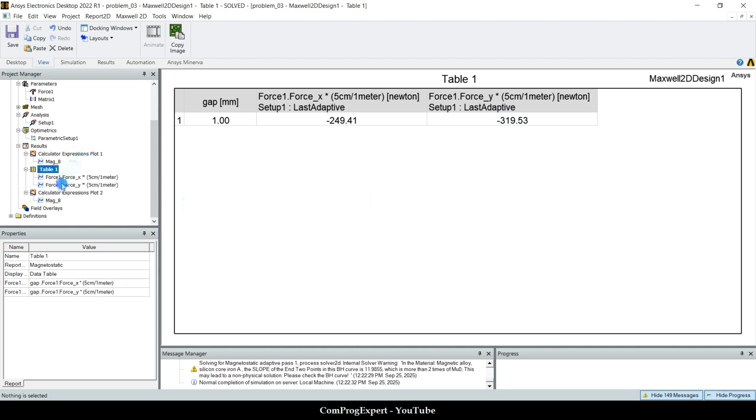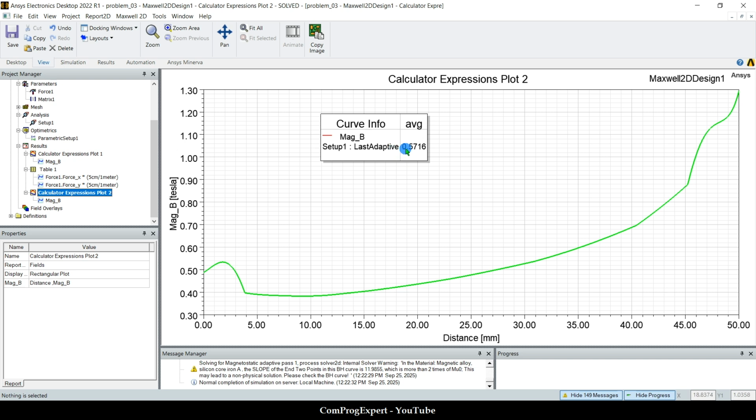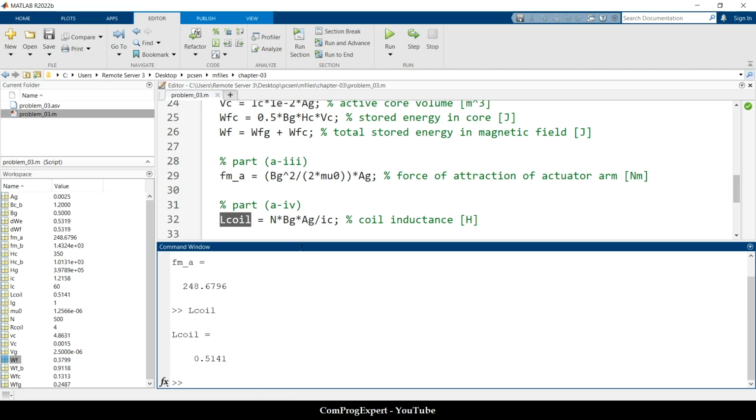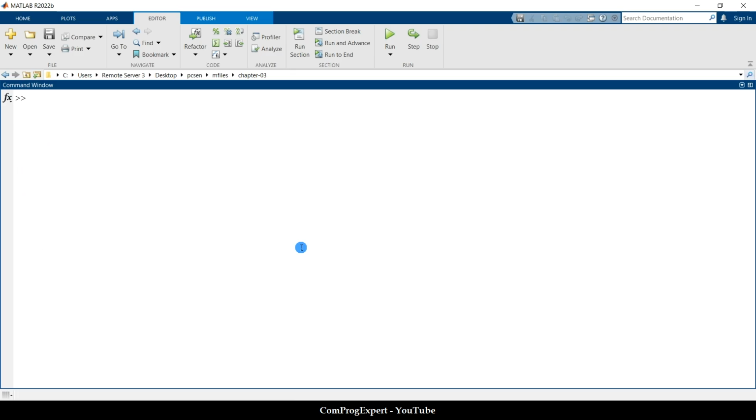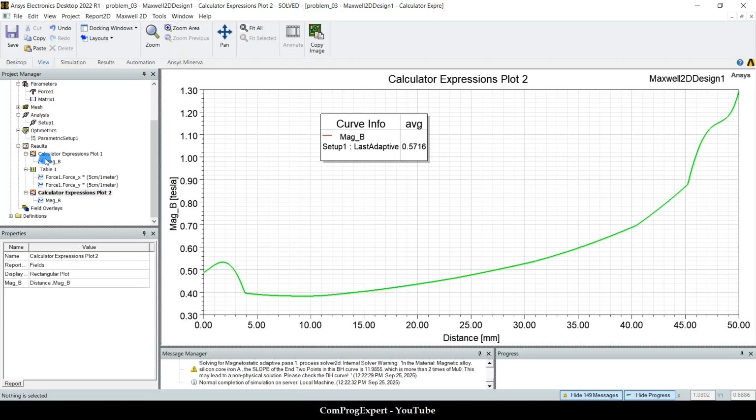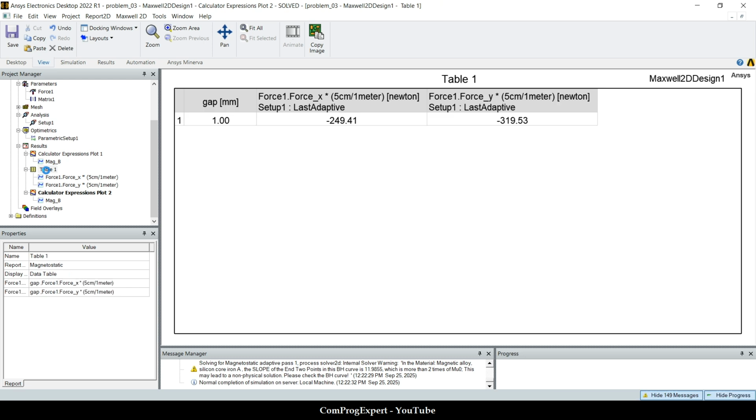319. This is the average value of the flux density, 0.5716. So here I write 0.5796 to the power 2 divided by 2 times mu 0 times the area of the gap, this number. Yes, 334, close to this number.